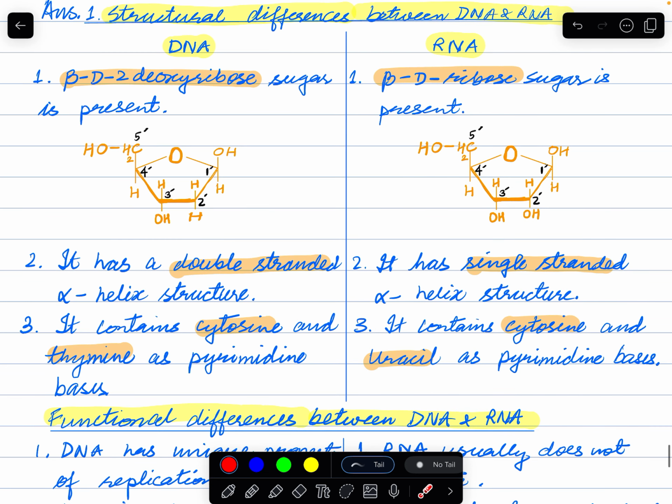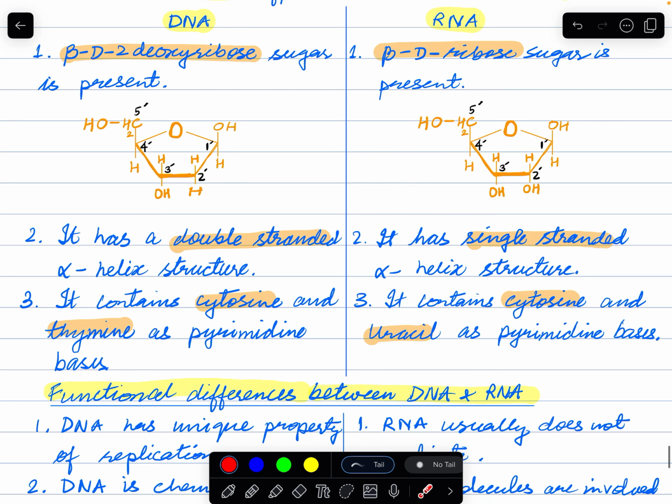If we look for the structural differences between the two, in case of DNA, we have beta D-2-deoxyribose sugar, while in case of RNA, we have beta D-ribose sugar. Okay, so have a look here. We have numbered the carbons of the sugar as 1 dash, 2 dash and so on. We have discussed already. There is no OH group on the second carbon, otherwise every carbon has an OH group, while in case of ribose sugar we have an OH group on the second carbon. So the difference between the two is that deoxyribose sugar does not have an OH group on the second carbon, therefore it is called deoxyribose sugar because we have removed oxygen.